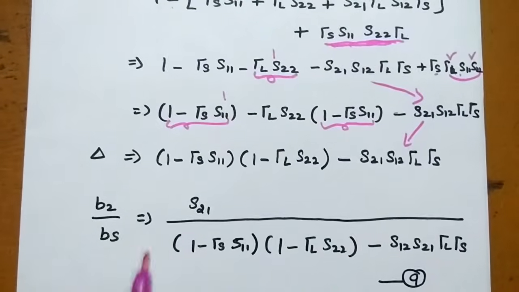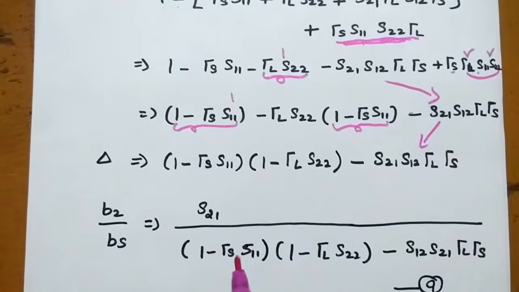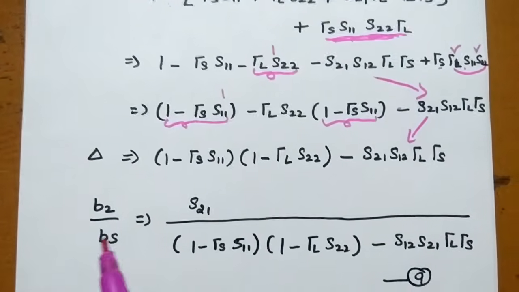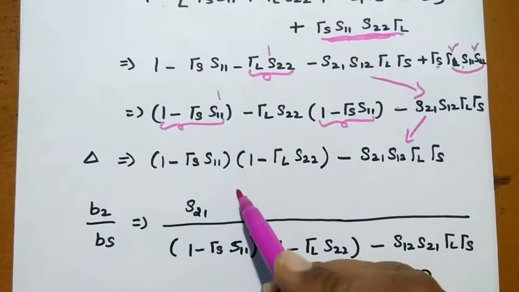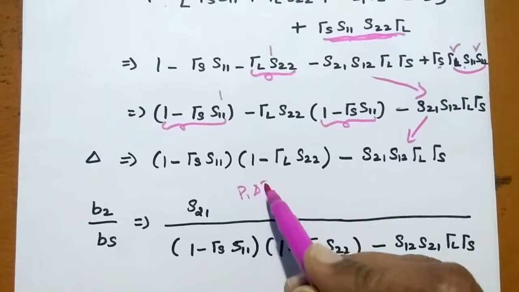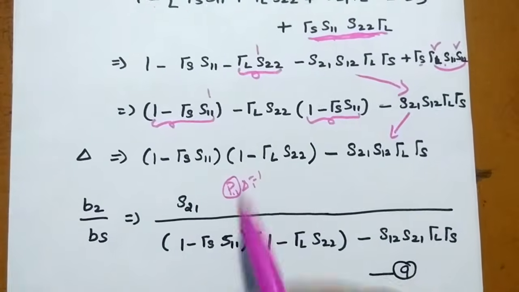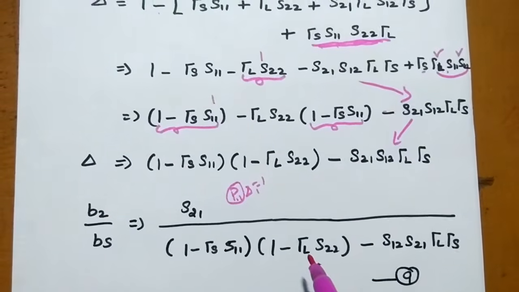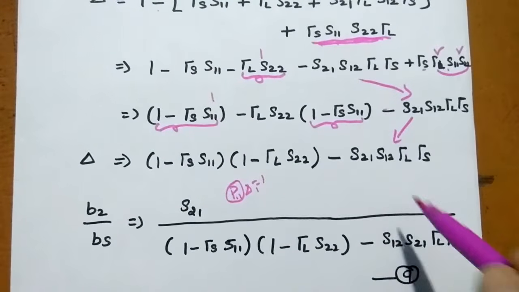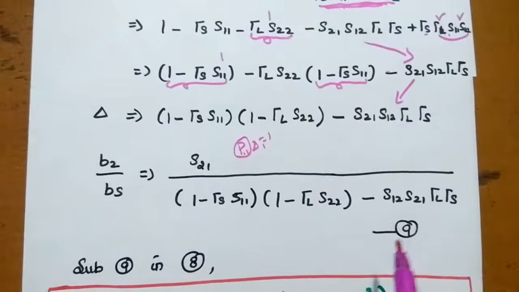Now we are going to substitute all these P1, del 1 and del values in this Mason rule. So we can get B2 by Bs is equal to, in the numerator, what? P1 into del 1. Del 1 is equal to 1. P1 value is what? S21, divided by del value, which is 1 minus gamma S S11 into 1 minus gamma L S22 minus S12 S21 gamma L gamma S. So this can be the ninth equation.